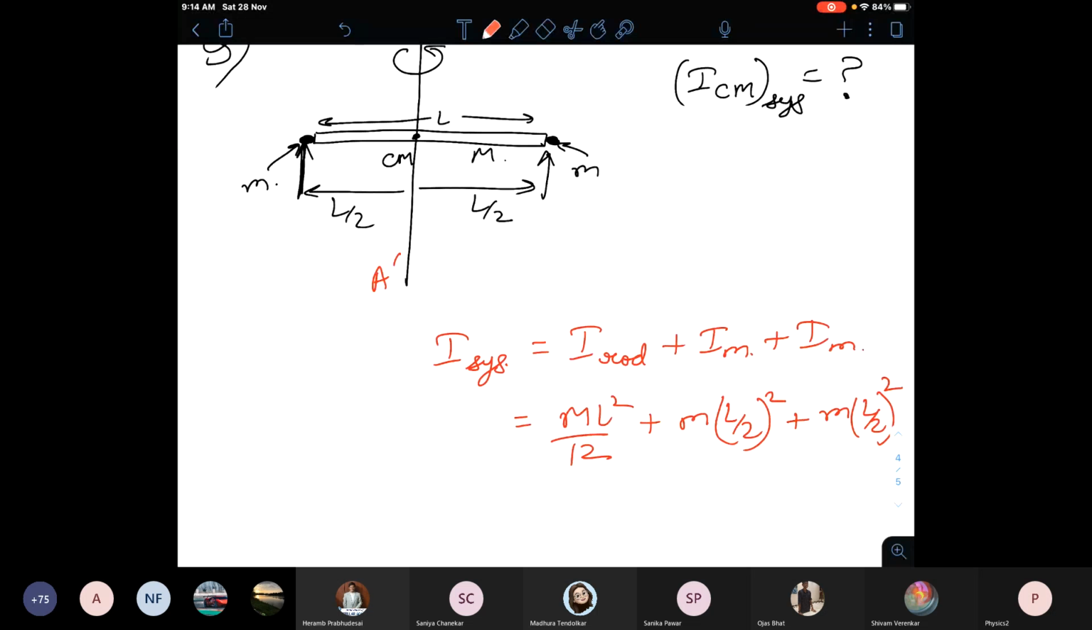Excuse me, sir. Can you explain again how you got the M value, the moment of the rod? No, sir, of the mass, the point mass.